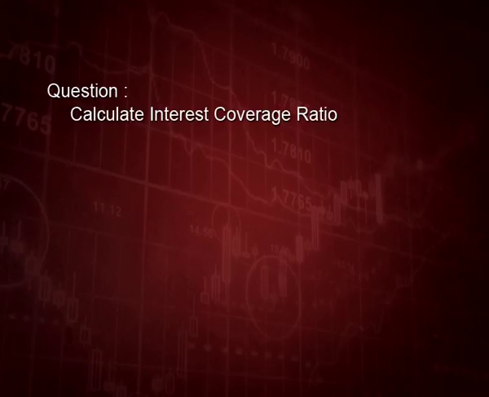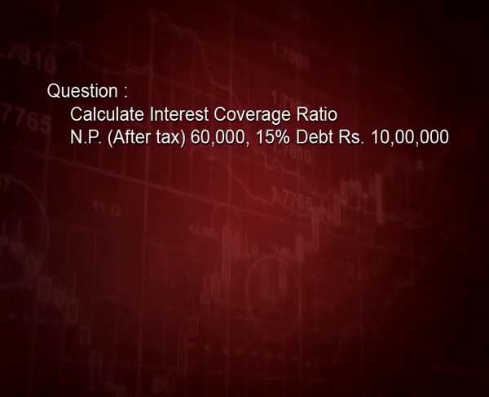Let us start another question. Calculate interest coverage ratio from the following: net profit after tax 60,000 and there is a 15% debt of 10 lakh and the tax rate is 40%. Now, if the tax rate is 40%, that means profit after tax is 60%, right. So, let us start with the solution.